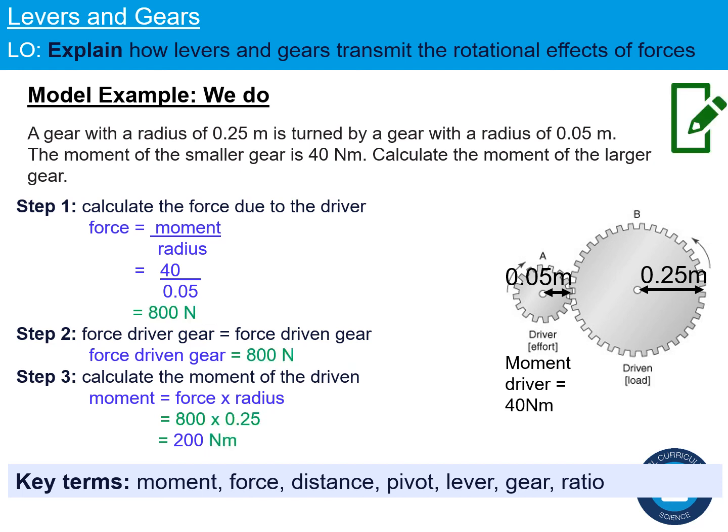And self-assessing our work. The moment due to the driver was 40 divided by 0.05, and so you should have 800 newtons. If you've not got newtons on your answer, please add them in now. Step two, the force of the driven gear is therefore equal to the force we calculated in step one, which is 800 newtons. And finally, the moment of the driven gear is the force times its radius. So you should have a line of working that says 800 times 0.25. And then the units for that answer are newton meters.